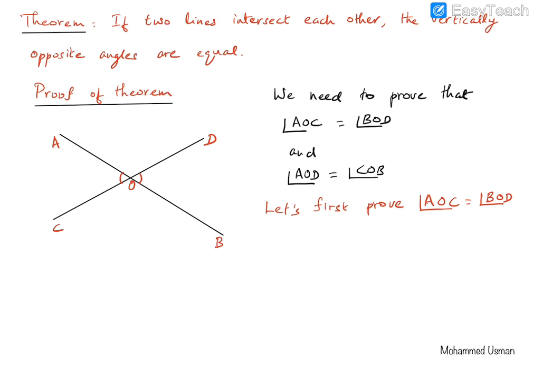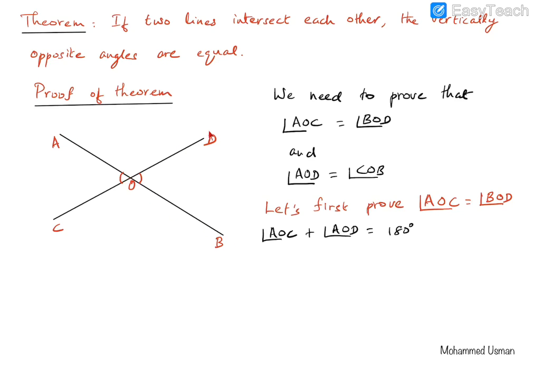And from our earlier class we know that on a straight line, the sum of the two adjacent angles is 180 degrees. So that means we can write now that angle AOC plus angle AOD equals 180 degrees.